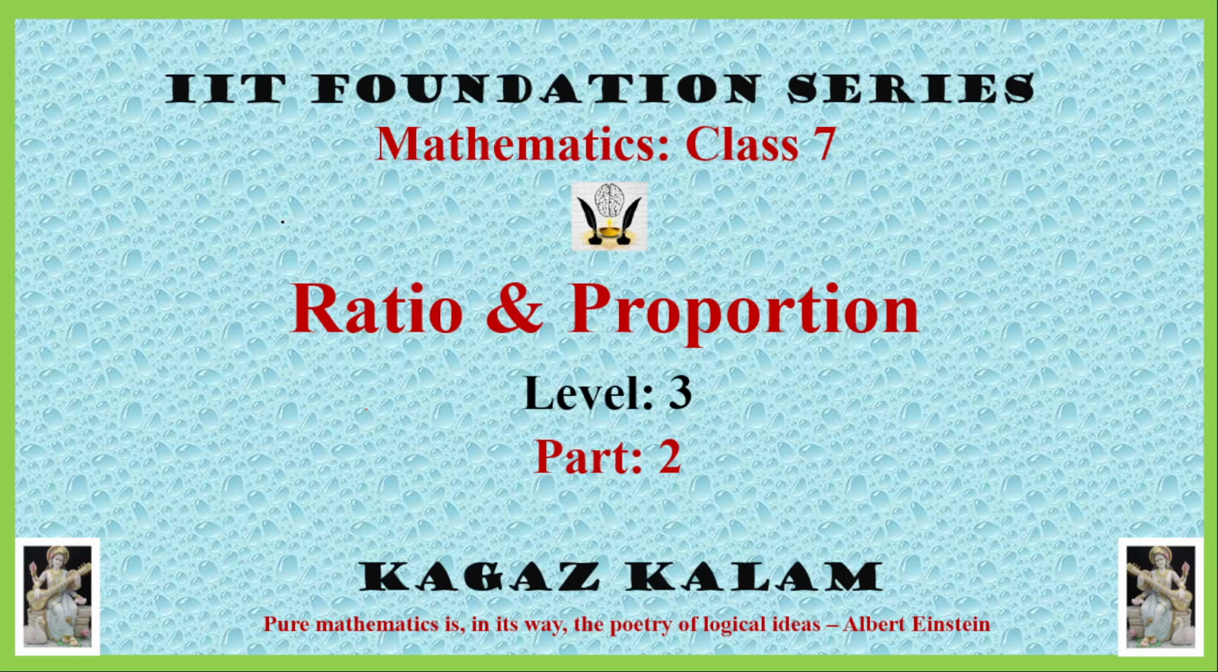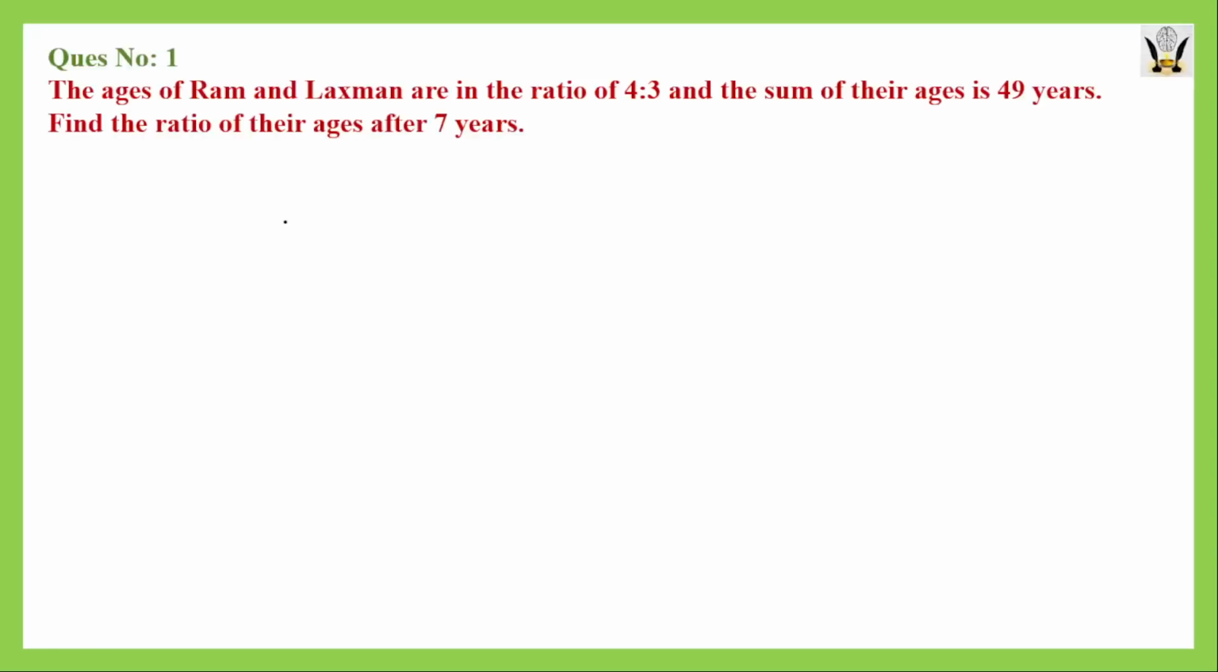Today we will solve a few more problem sums based on ratio and proportion, which are of level 3. So let's get started. The first one says the ages of Ram and Lakshman are in the ratio of 4:3 and the sum of their ages is 49 years. Then find the ratio of their ages after 7 years.